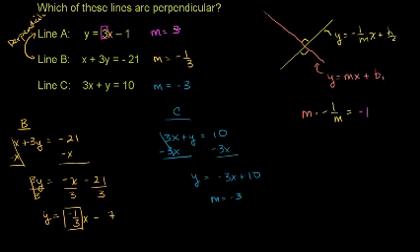Now this slope is the negative of that one, but not the negative inverse. So it's not perpendicular. And this one is the inverse of that one, but not the negative inverse. So this line is not perpendicular to either of the other two, but line A and line B are perpendicular to each other.